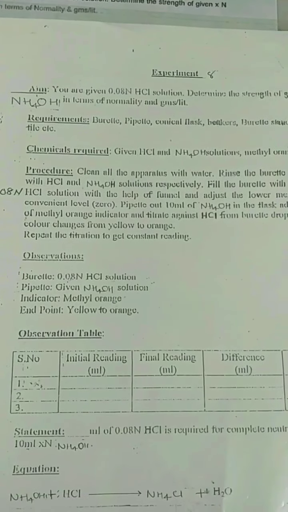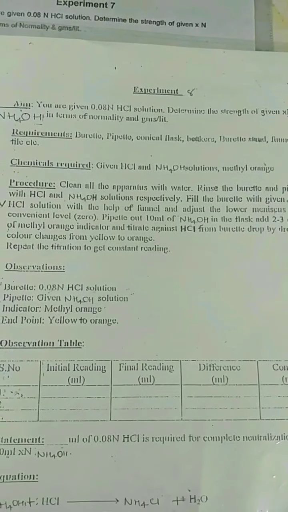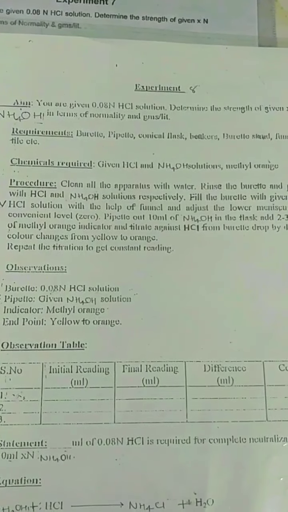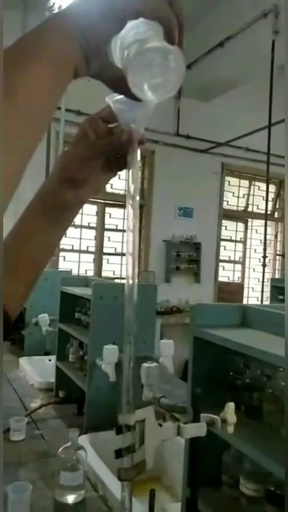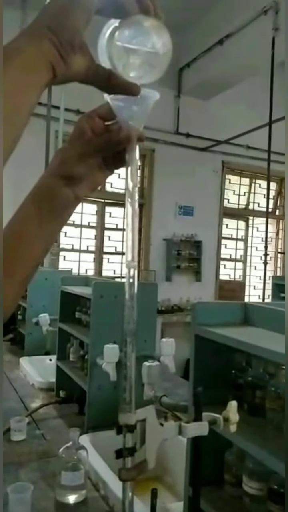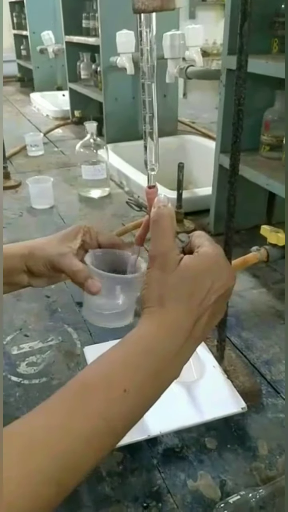Before starting the procedure, you have to clean all the apparatus with water and rinse the burette and pipette with HCl and NH4OH solutions respectively. We'll add HCl solution to the burette with the help of a funnel. Now you can see as this liquid is transparent, so we will set the lower meniscus at 0.